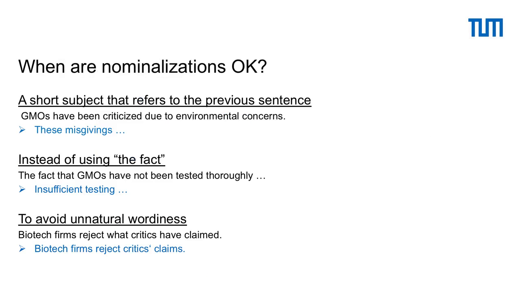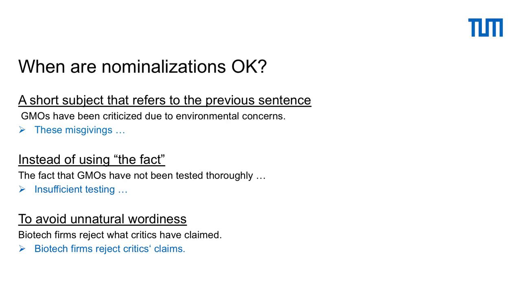Now, having looked at situations where nominalizations are unnecessary and can be replaced by verbs or adjectives, let's take a look at some situations where you might actually want to use them. I describe 3 such scenarios here. First, you might consider a nominalization when you need a short subject that refers to the previous sentence. Here, these misgivings refers to the entire sentence.